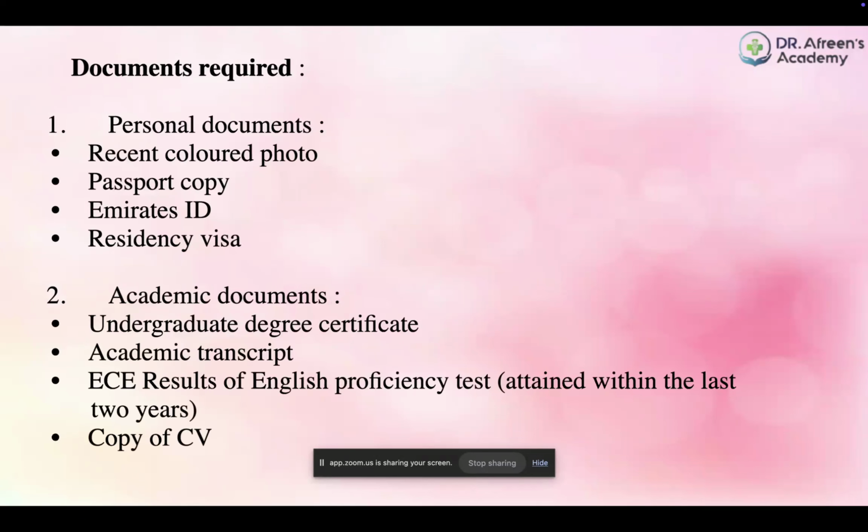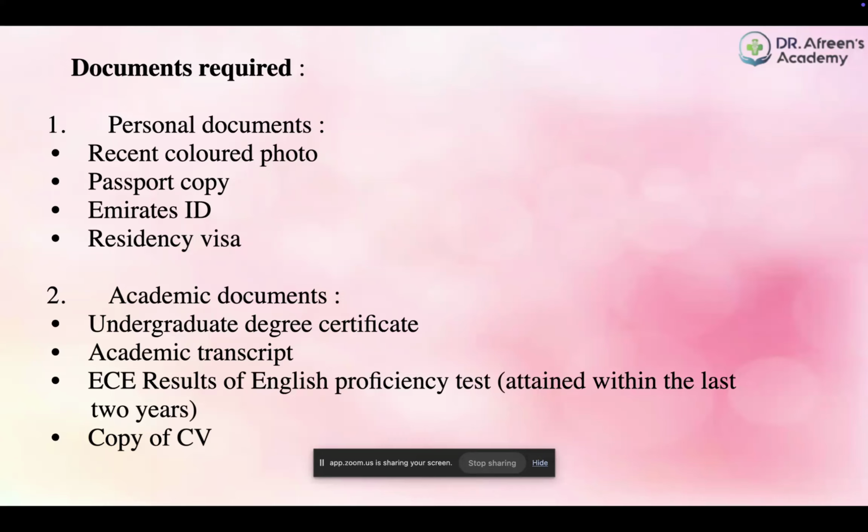These are the documents required. Personal documents are your recent colored photo, passport copy, Emirates ID, residency visa, and your academic documents: undergraduate degree certificate, academic transcript, ECE, and results of your English proficiency test attained within the last 2 years. Recently, someone asked me if it can be done if the student had done it 5 years ago or something. So that's not accepted. It has to be within the last 2 years. And the copy of CV, which I've already mentioned.